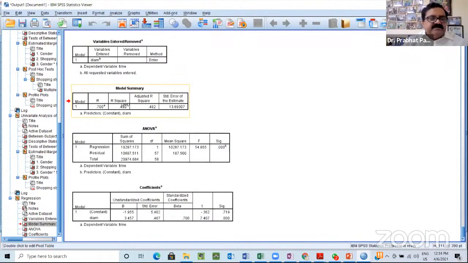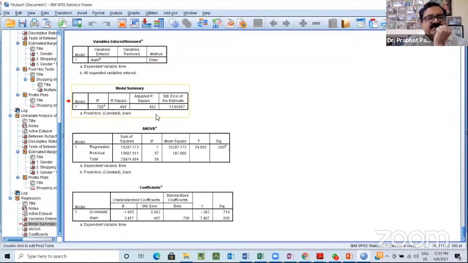And R square is R into R. That means the correlation is squared. When you square the correlation, 0.7 multiplied by 0.7 gives you 0.49. So this is the R square, and I'll show you how it has been calculated. This is also the way to calculate R square in terms of the Anova table; I'll explain the R square from the equation that I showed you previously.